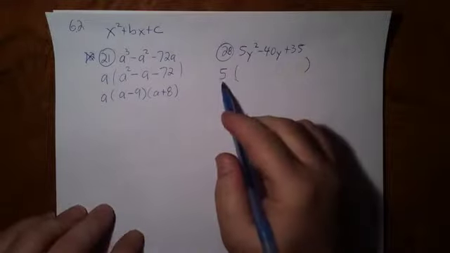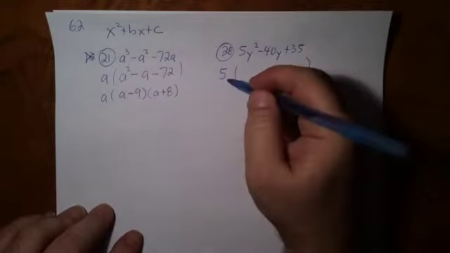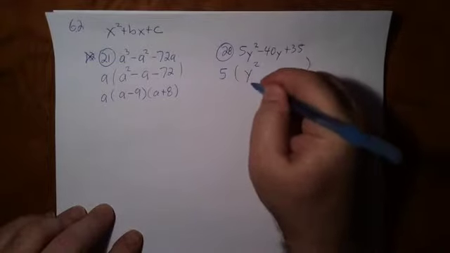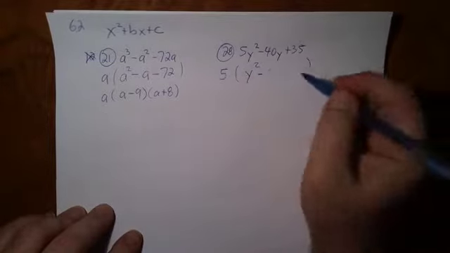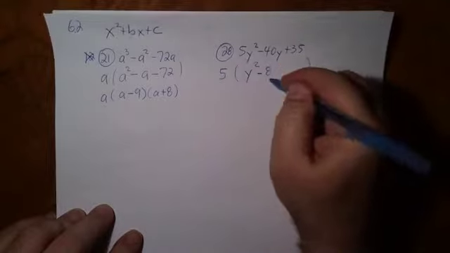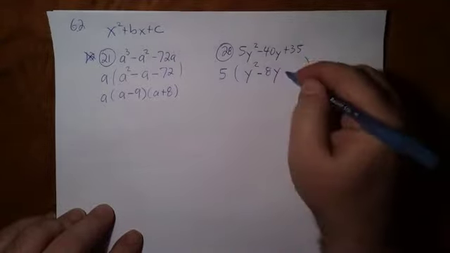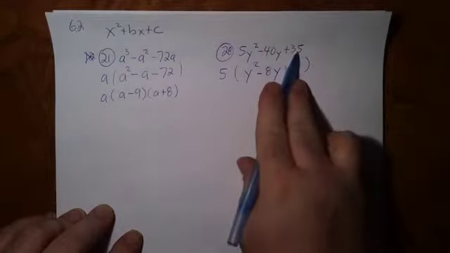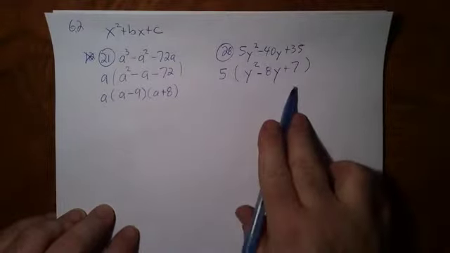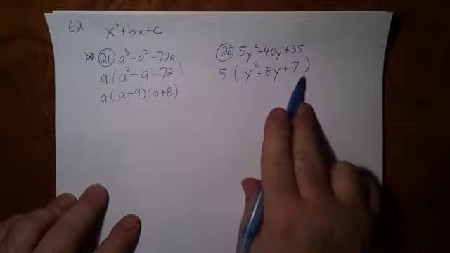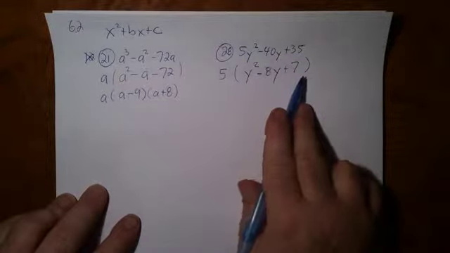So let's go through and see what our new coefficients will be. Well, 5 times 1 is 5, so that'll be 5 times y squared. 5 times 8 is 40. We'll bring the y down. And then 5 times 7 is 35. So now we have 5 times y squared minus 8y plus 7.